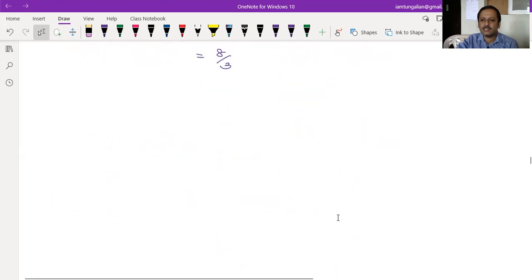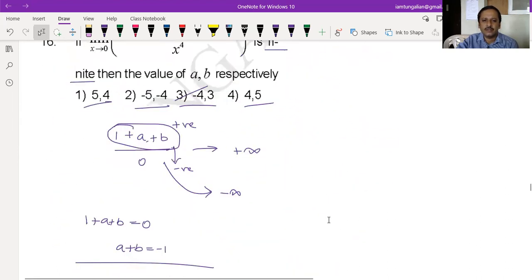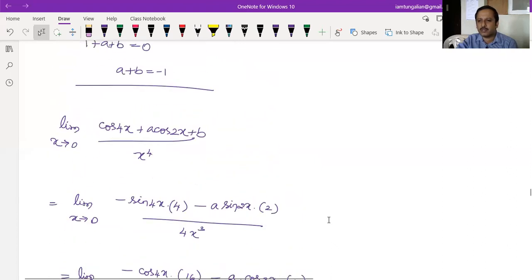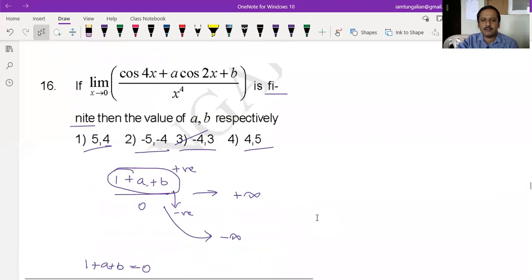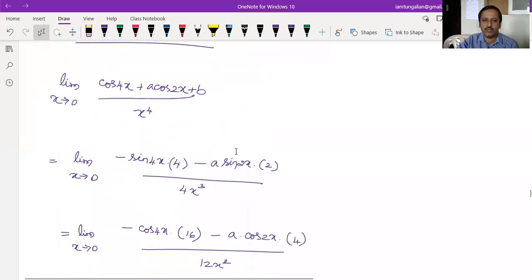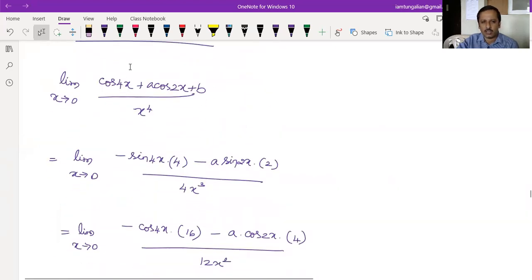In question number 16, if more than one option is giving the same answer, then explain the method of solving. Let us imagine that in this case we have minus 4 plus 3. There is only one option which is giving you sum as minus 1. But if there are more than one option, then what should we do? So use L Hospital's rule.